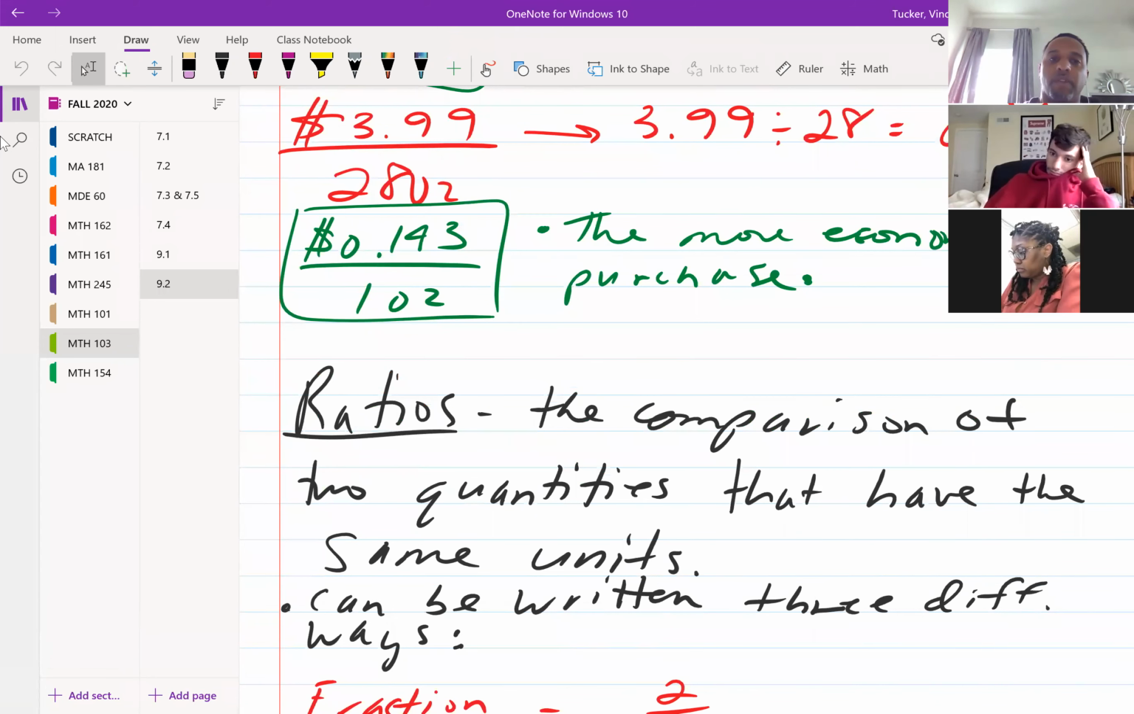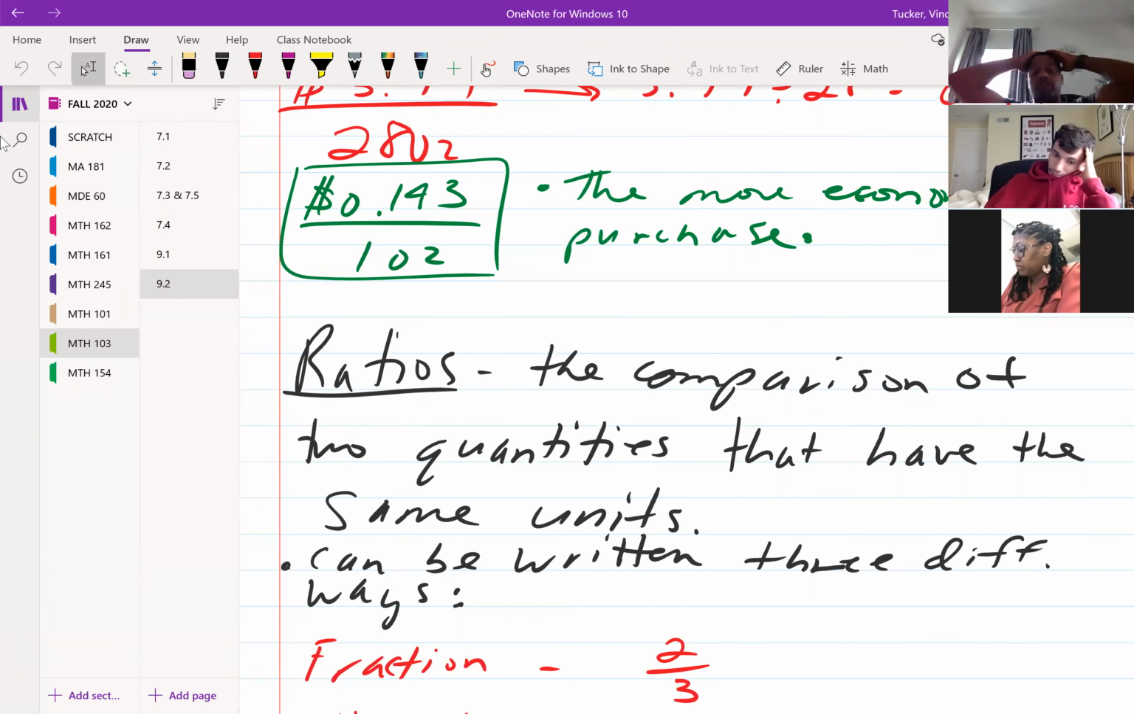All right. So ratios. This is a comparison of two quantities that have the same units. So the main difference is that rates do not have to have the same units. You saw what we had in that last example, dollars to ounce. Ratios have to have the same units. So it's going to be ounces to ounces or dollars to dollars. So that's what your ratios are.